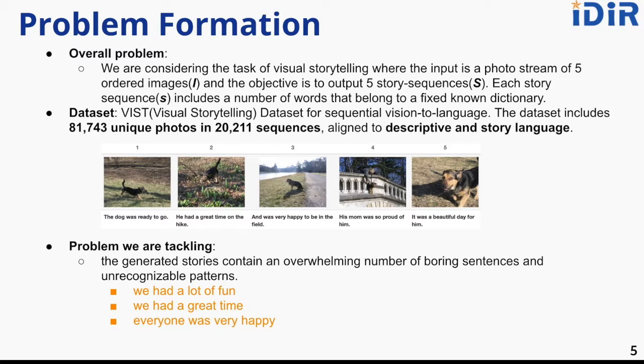The dataset includes 80,000 unique photos in 20,000 sequences, aligned to descriptive and story language. Below are a sequence of 5 images along with their corresponding texts. At the training stage, we will feed the model with both images and their corresponding texts, while at the inference stage, the model will only take the images as input and output the story language.